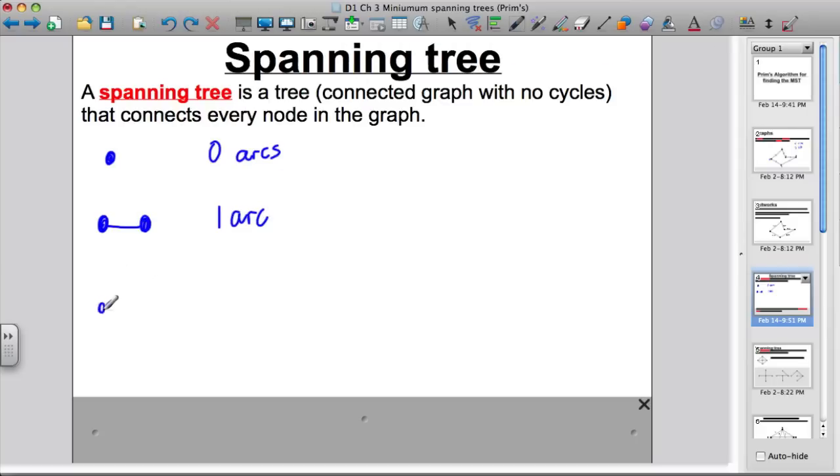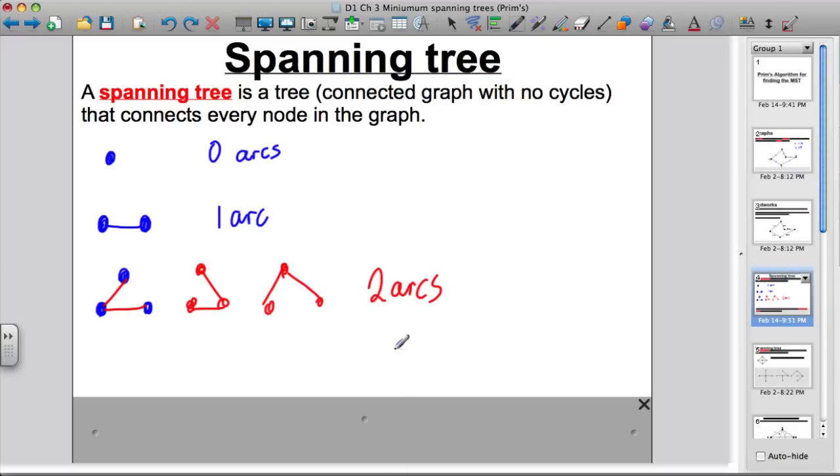What about three nodes? How could I connect them? 1, 2, 3. So that they are connected, I can find a path between any one of them, but there is no cycle. For example, that is no good to me because although they are connected, there is a cycle there. I don't want that for a spanning tree. So one way I could do it is I could simply connect that one and that one, or connect that one and that one, or connect that one and that one. So with three nodes, I'm going to require 2 arcs.